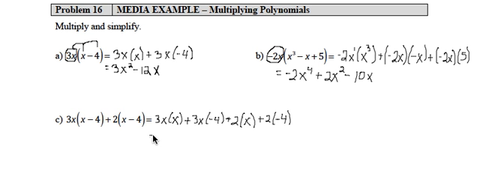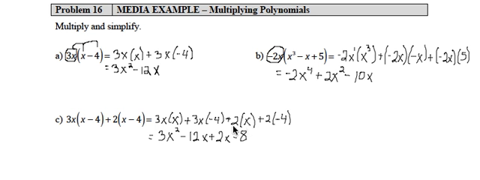3x times x, we found above that that's 3x squared. 3x times negative 4 is negative 12x. 2 times x is just 2x, and that's positive. 2 times negative 4 is minus 8, or negative 8.